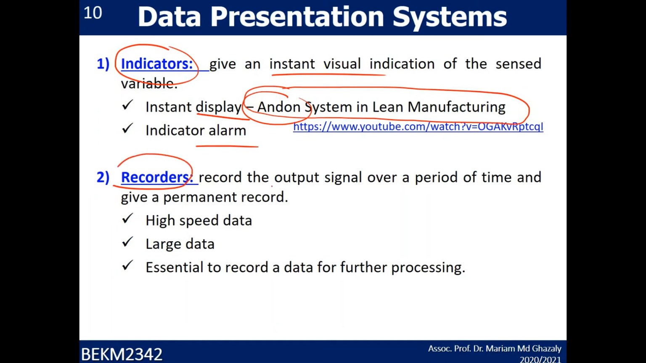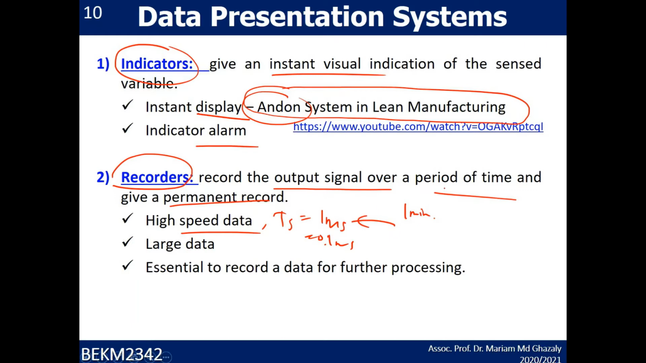And next is the recorders. Recorders record the output signal over a period of time to give a permanent record. Basically, you will be able to collect high speed data. For example, the sampling time of the data is 1 millisecond or 0.1 millisecond.